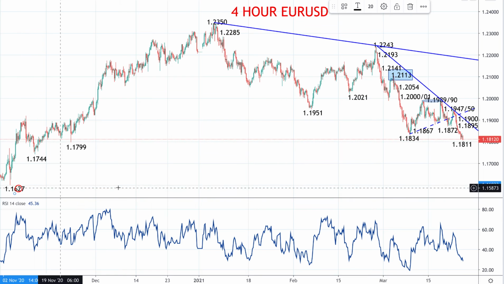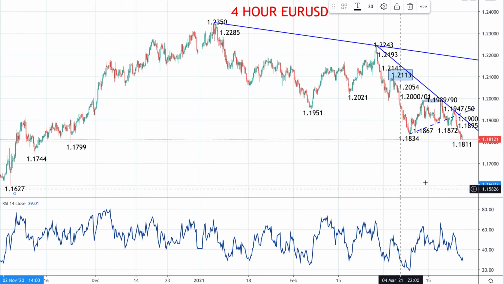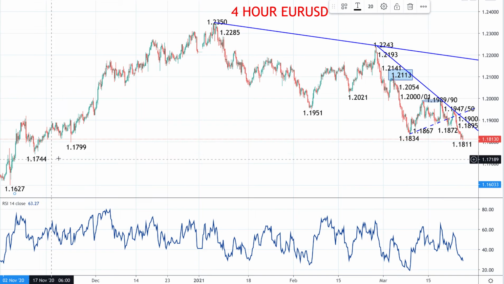Intermediate term target down here at 116.27 and maybe below that as we go through late March into April. Short term targets now at 117.99, 117.44.